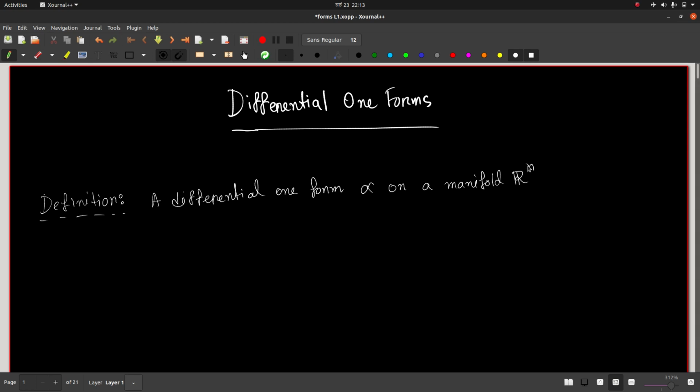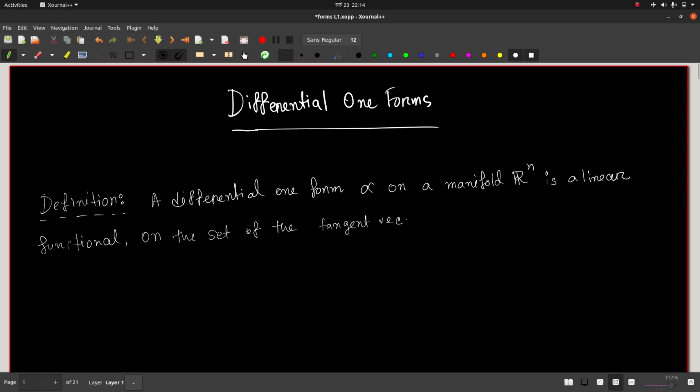Rn is a linear functional on the set of the tangent vectors to the manifold Rn. On the set of the tangent vectors on the manifold Rn.